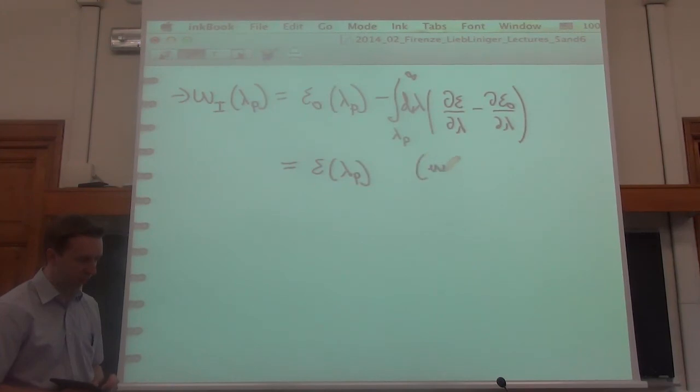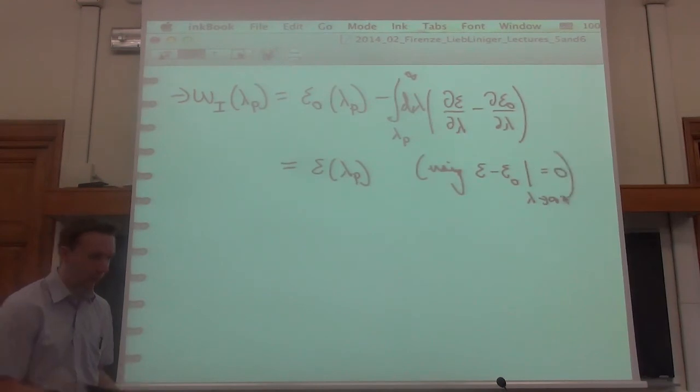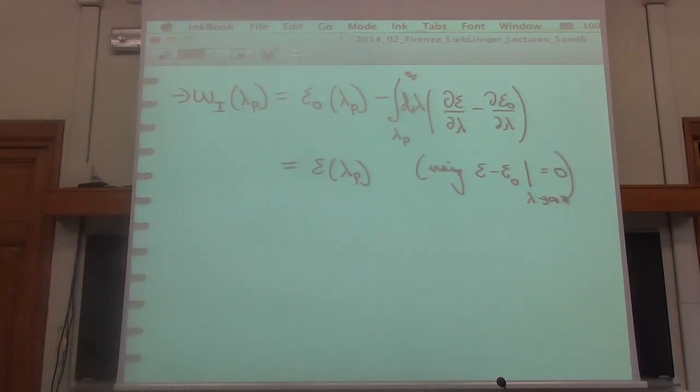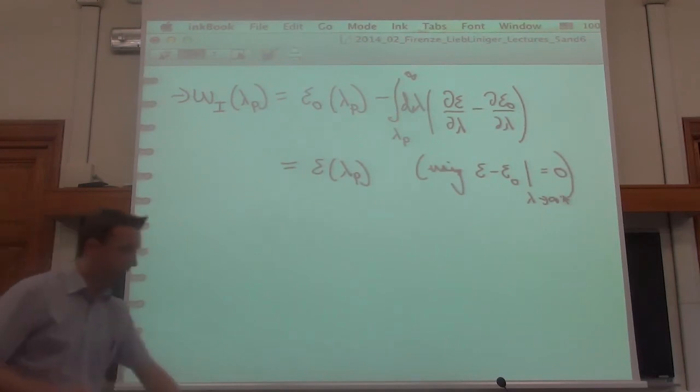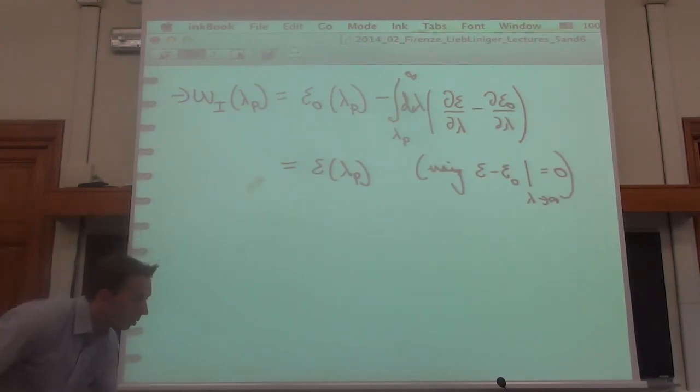Okay, so using epsilon minus epsilon 0 at lambda goes to infinity is equal to 0. Okay, so epsilon minus epsilon 0 just goes to 0 as lambda goes to infinity, because then the epsilon becomes very, very large. The integral kernel has 1 plus e to the minus epsilon over t, so this all goes to 0, so epsilon becomes equal to epsilon 0. Okay, so that's what we have. This is kind of a nice equation, right?